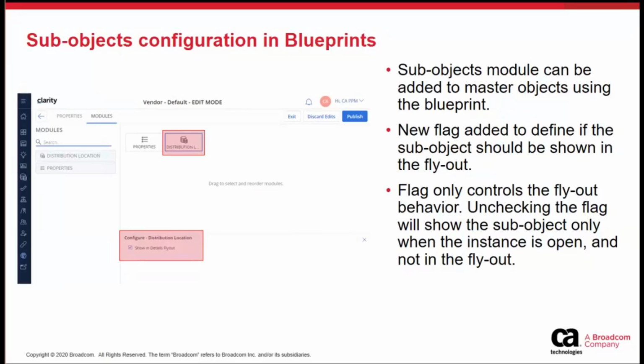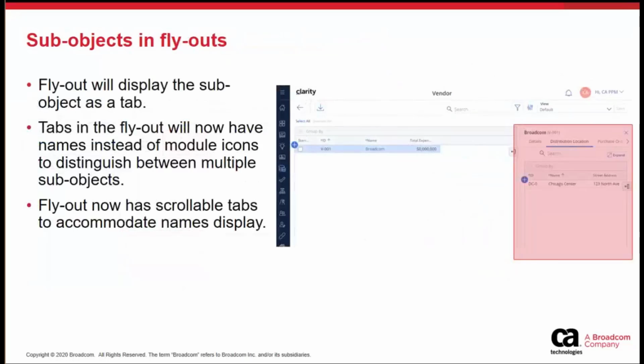Checking the flag will display that sub-object in the flyout. Unchecking it will not display the sub-object in the flyout. However, opening the object instance will still show you the sub-object. When you do check the flag, you will see the sub-object displayed inside the flyout as a tab.